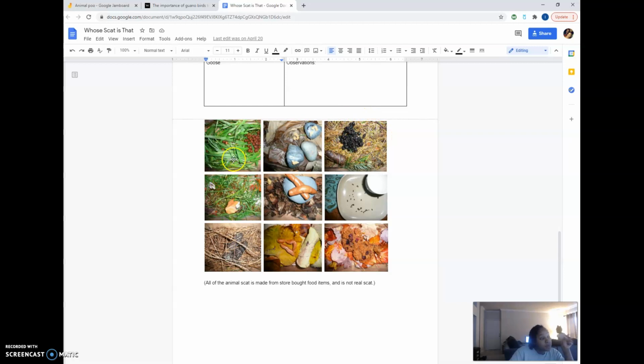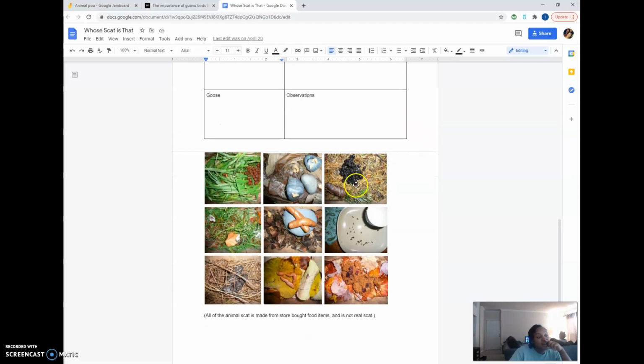This is the Cocoa Puffs. These are dried dates. So all of this is edible. I don't want to eat it, but all of these are edible. So based off of the location of the scat, I would have the students try to figure out whose scat is that. So they would be working within groups to be able to figure this out.